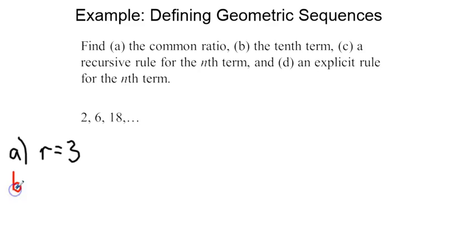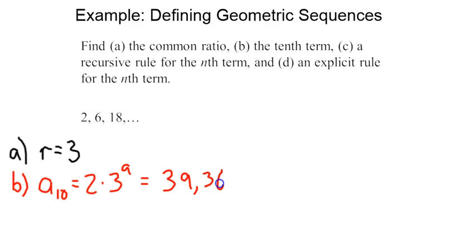Part B, we want to find the 10th term in the sequence. So a sub 10 is going to be equal to a sub 1, which is 2, times our common ratio raised to the n minus 1 power. So 10 minus 1 would be 9. So if you multiply that out, you get 39,366.